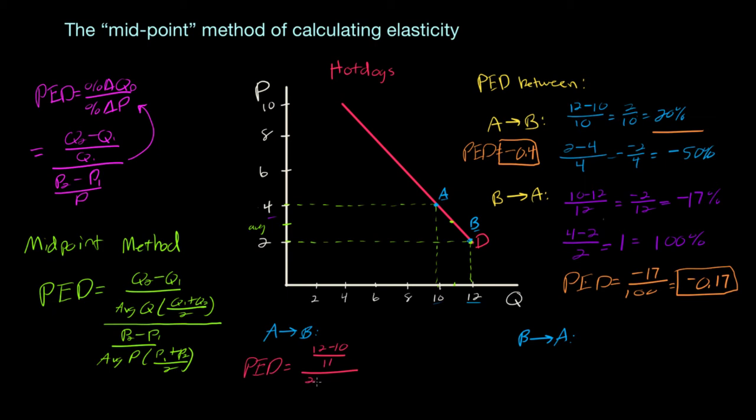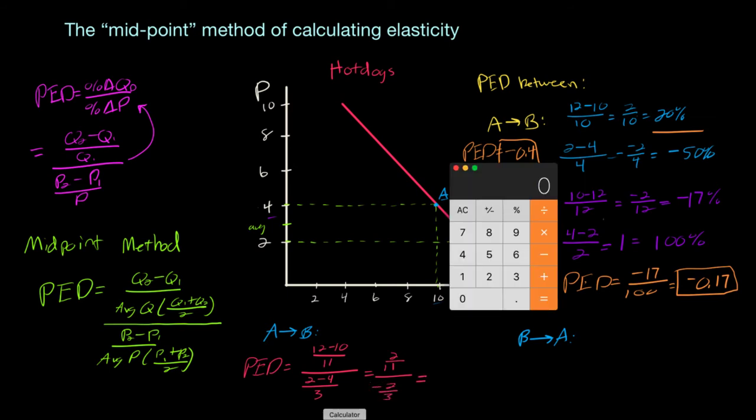So the new price is 2, the original price is 4. We divide that by the average price, which is 2 plus 4 divided by 2, 3. That's going to give us the average change in price, whether price goes up or down. So let's do the numerator here. 12 minus 10 is 2 divided by 11. We have 2 over 11. The denominator is 2 minus 4, which is negative 2, over 3. Negative 2 over 3.